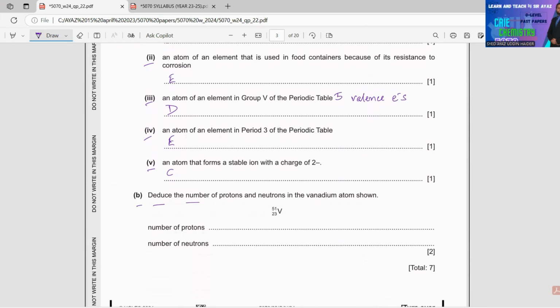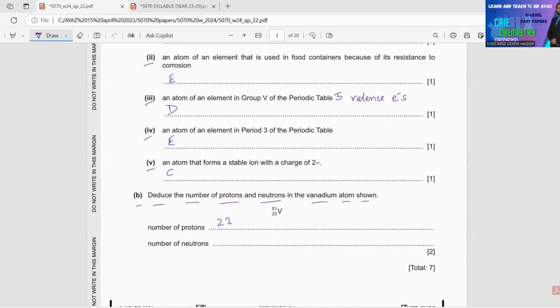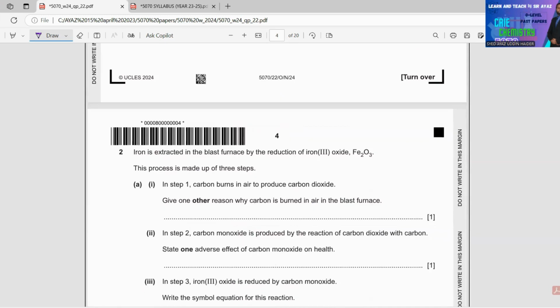B, deduce the number of protons and neutrons in the vanadium atom shown. V 23, 51. 23 represents the number of protons, so you will straight away write 23 here. What about the number of neutrons? In order to get the number of neutrons, you have to subtract the proton number from the nucleon number. Nucleon number is 51, which is provided. So you'll subtract 23 from 51. 51 minus 23, and the answer is 28. So 28 is the number of neutrons in this case.